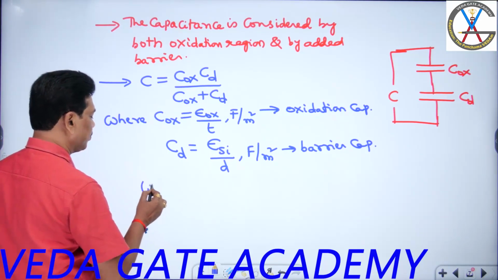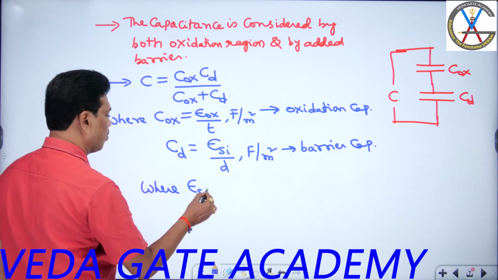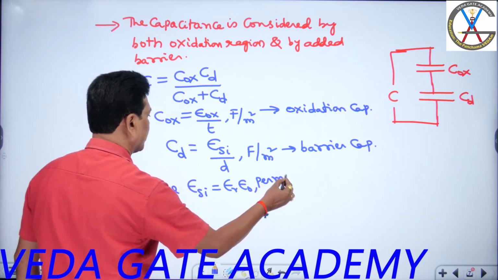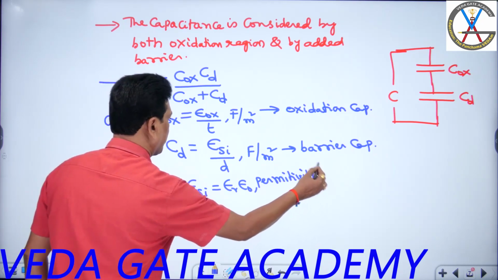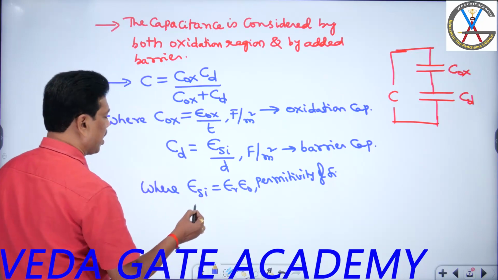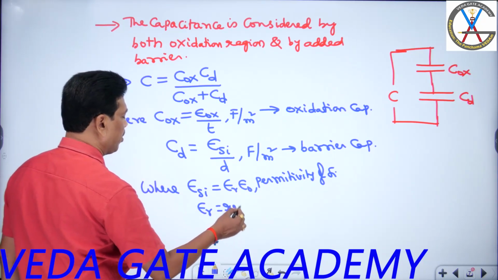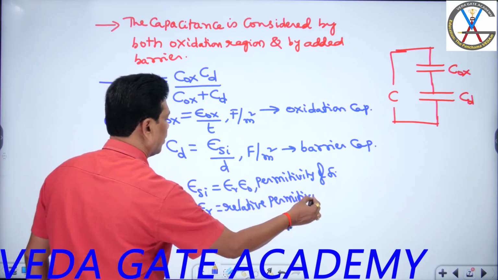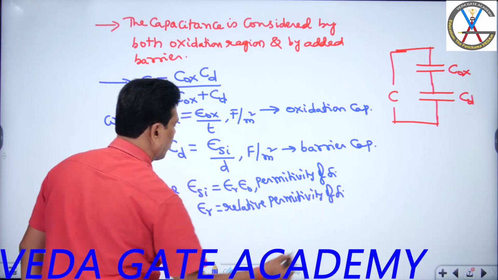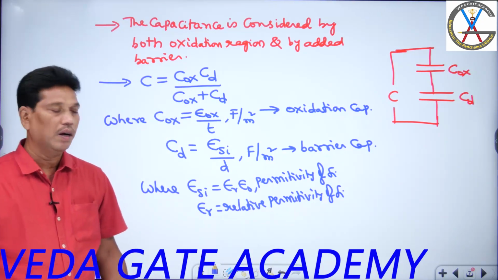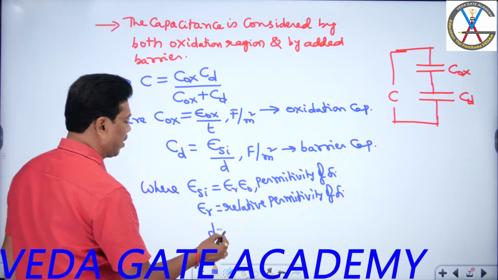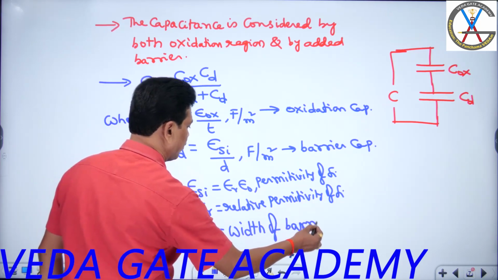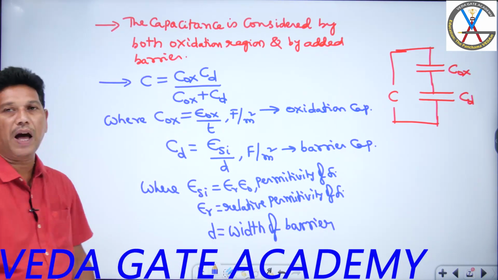Where again, epsilon SI equals epsilon R, epsilon naught. So this is the permittivity of Si, sir, not SiO2 here. It is the permittivity of silicon. And epsilon R here is the relative permittivity of silicon, which equals the dielectric constant of silicon. What is this relative permittivity of silicon, sir? It is around 11.7, roughly you can call 12. And what is D, sir? D equals the width of the barrier.